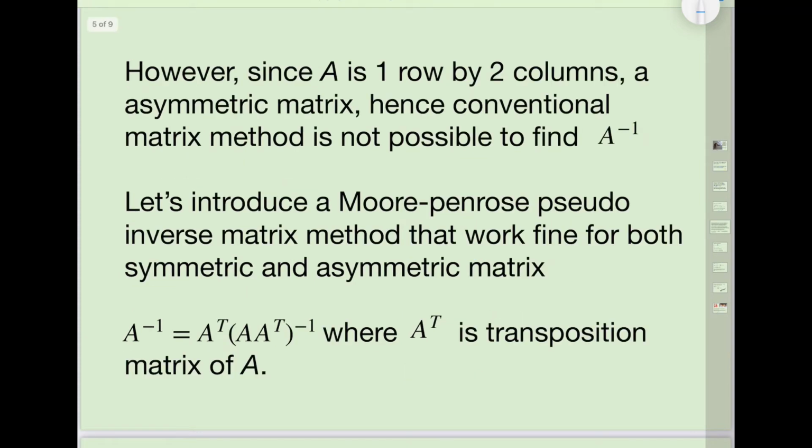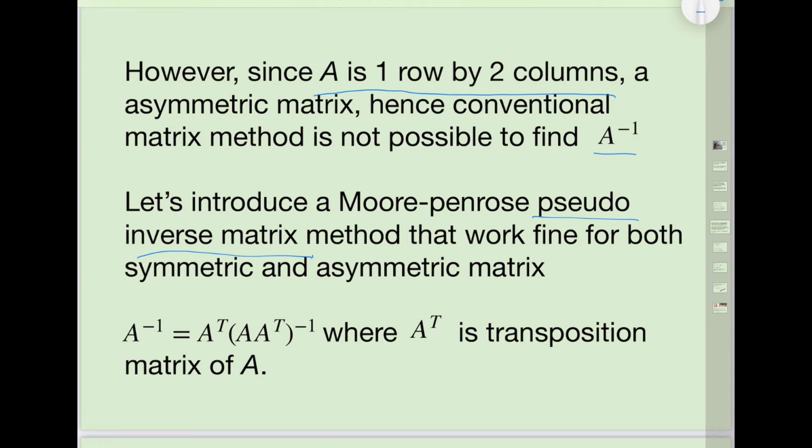But ever since high school, we learned that in order to invert a matrix, it must be square. However, A is 1 row by 2 columns, which is a non-square matrix. Therefore, the conventional method is not able to find the inverse. So let's introduce the Moore-Penrose pseudo-inverse matrix. It works for both square and non-square matrices. This is the equation of the Moore-Penrose pseudo-inverse matrix.